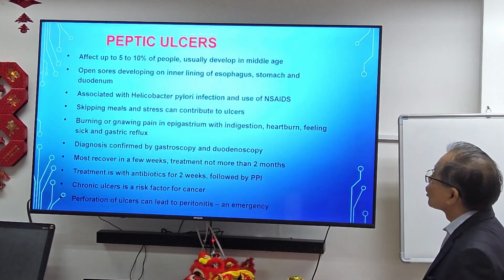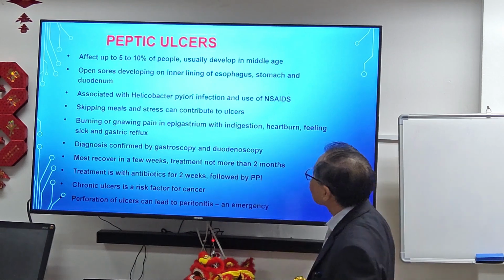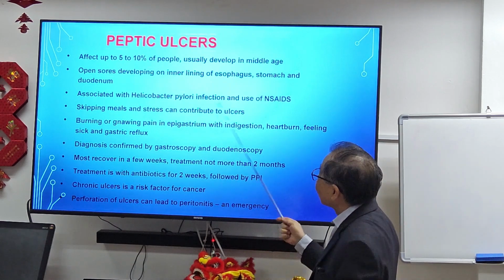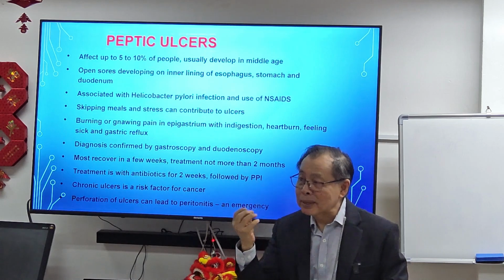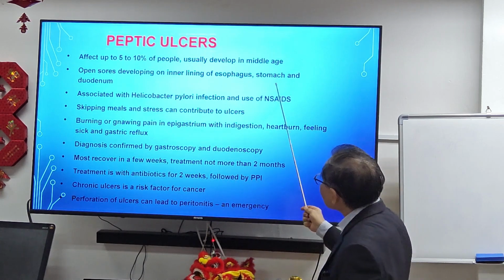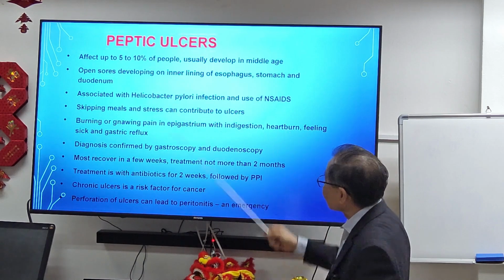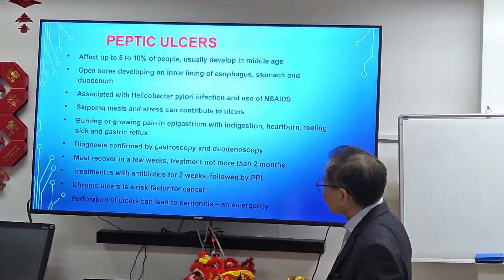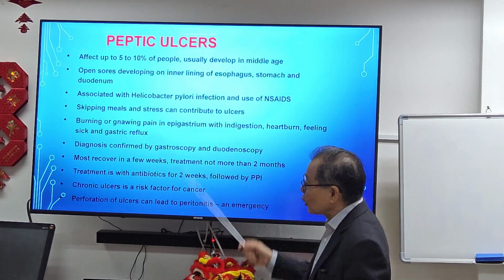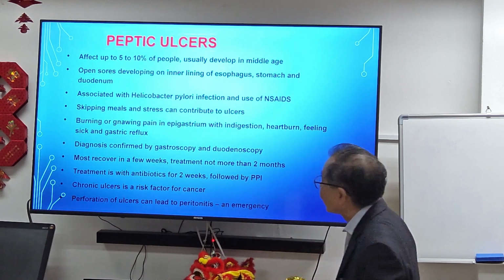Okay? So peptic ulcer is quite common. Up to 10% of people are affected, usually adults. And sores can develop on the stomach surface. Not only stomach, but duodenum, which is the first part of the intestine, and esophagus, which is the gullet. So it's associated with an infection called Helicobacter pylori.